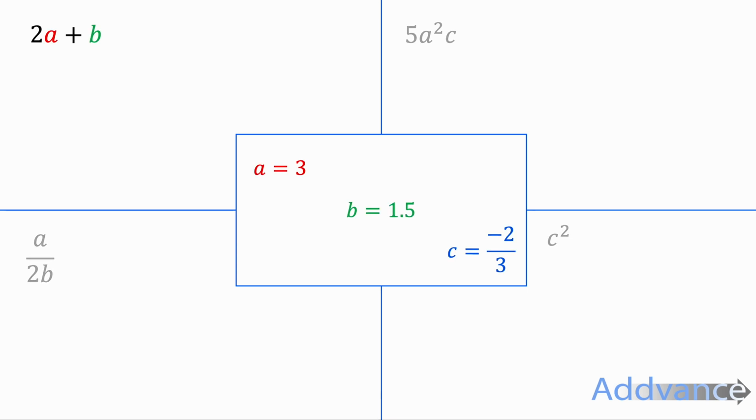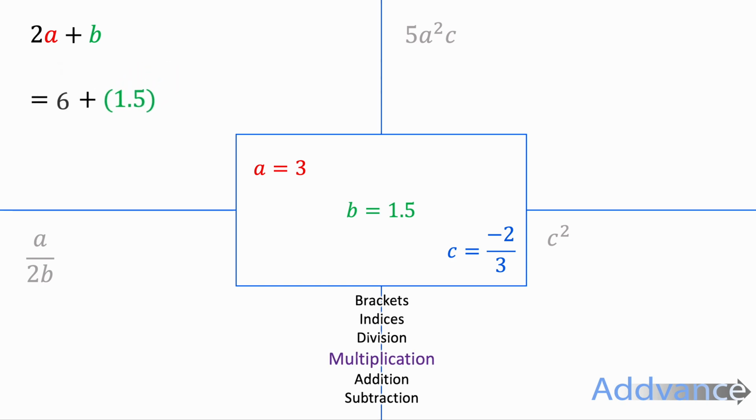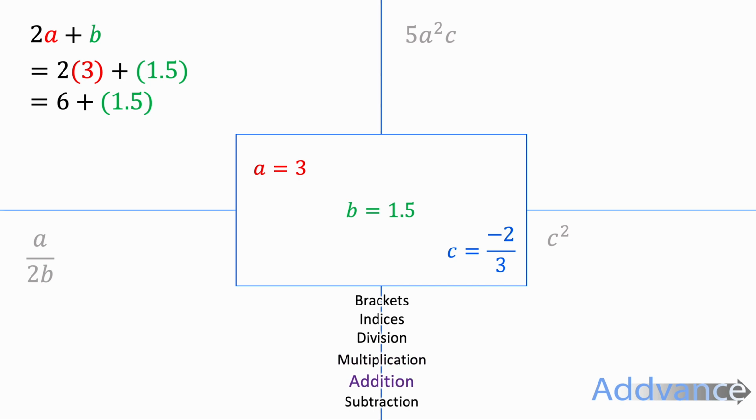2a plus b. So we're going to replace the a with 3 and the b with 1.5 because a is 3 and b is 1.5. And we get 2 times 3 plus 1.5. When you're going to evaluate this, make sure you use BIDMaths. So you do the multiplication first, 2 times 3, which is 6, and then we go to add 1.5. 6 plus 1.5 is 7.5.